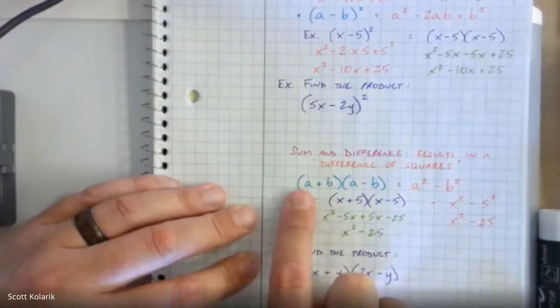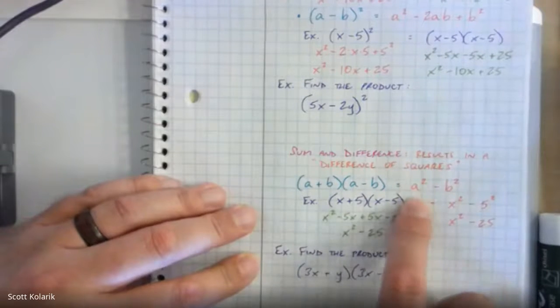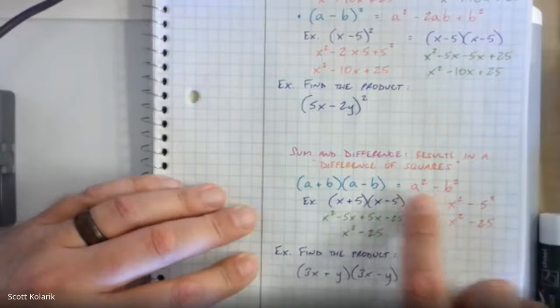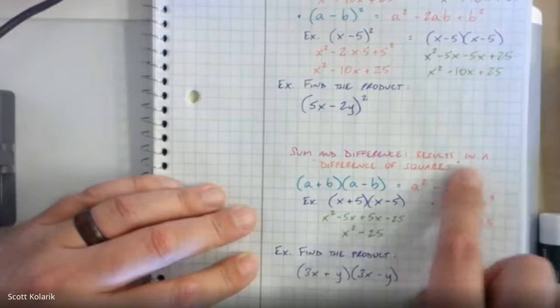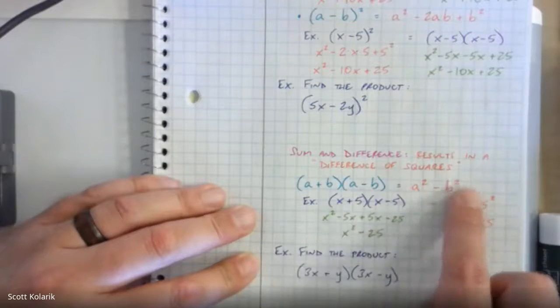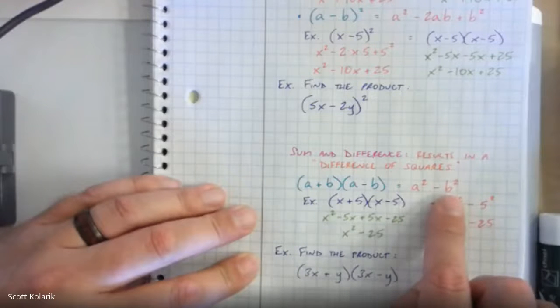Whatever my first term is, and it'll be the same first term in both parentheses, I'm going to square that value, whatever that value may be. Then I'm going to subtract, that's why it's called a difference of squares. I'm going to subtract whatever the second value is. Again, it will be a shared value, but I'm going to square that one. So I'm going to have a difference, or a subtraction, of the two squares.